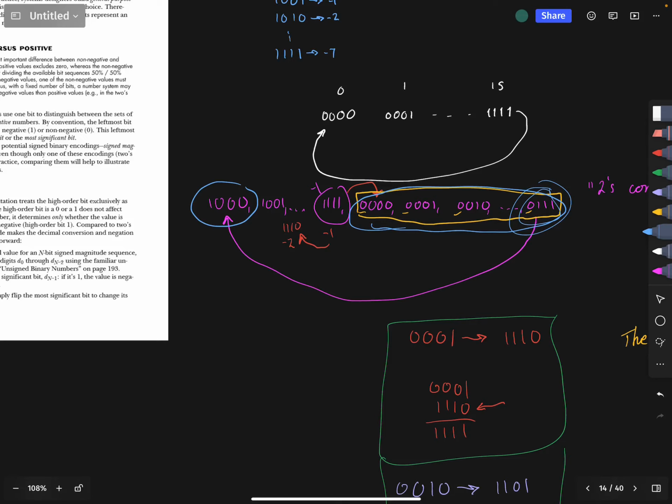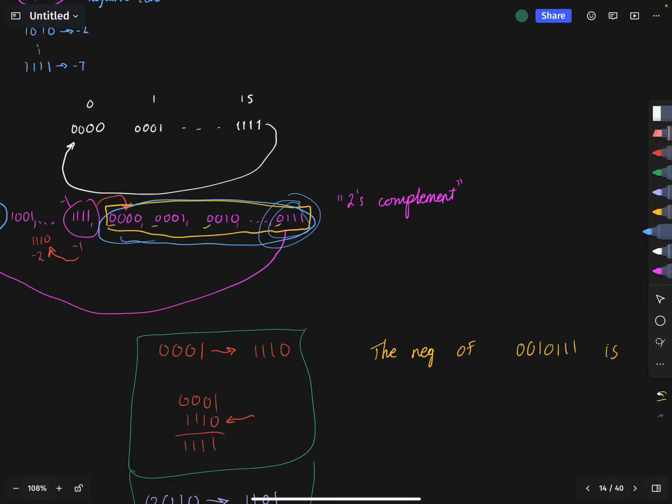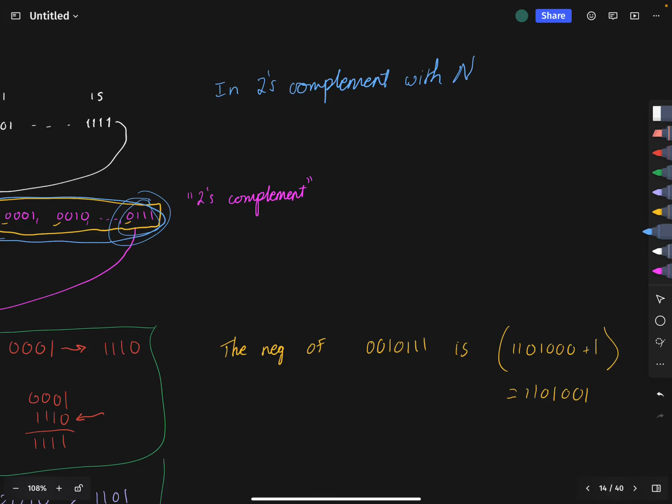But let's generalize this to say, in 2's complement with n bits, the largest number you can represent is 2 to the n minus 1, minus 1. Any power of 2 works this way because every single one of these bits gives you a choice of two things, a 0 or 1, and you get those n minus 1 times.